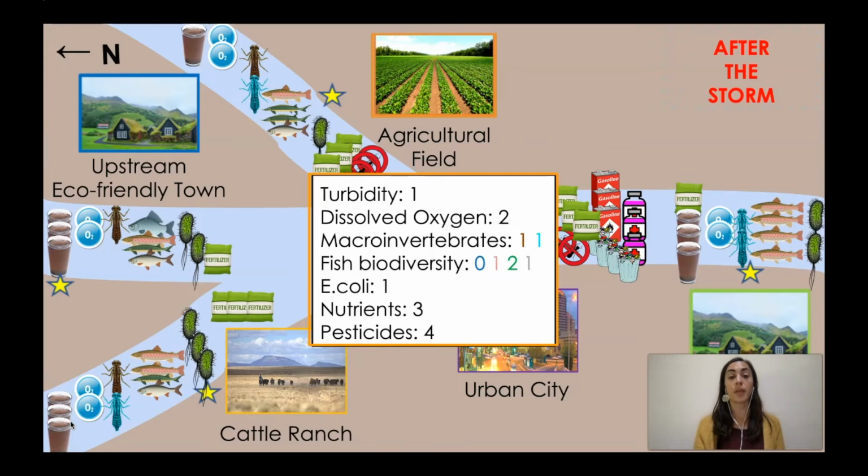For the agricultural field, we have 1 turbidity, 2 dissolved oxygen, 1 healthy macroinvertebrate, and 1 unhealthy. We have 0 for the blue species of fish, 1 pink, 2 green, and 1 gray. We have 1 E. coli card, 3 nutrients, and 4 pesticides.